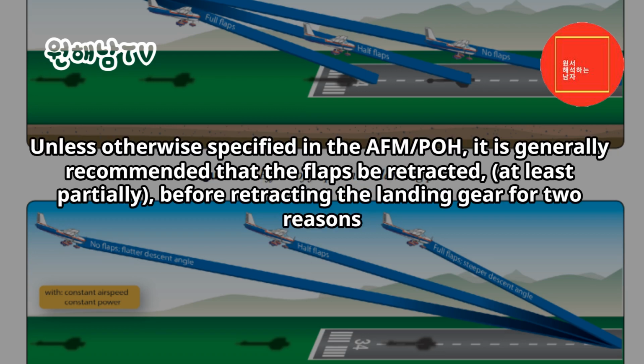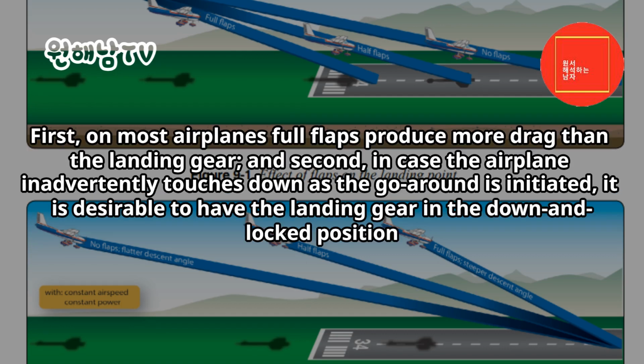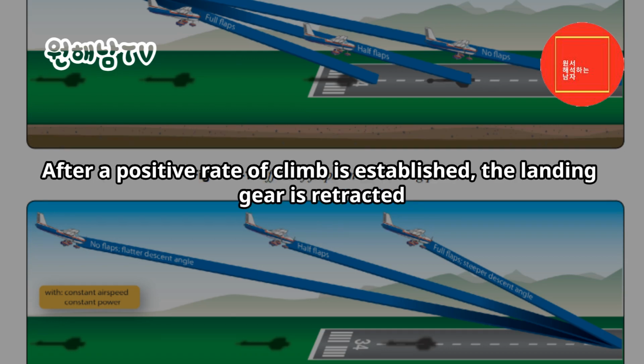Unless otherwise specified in the AFM/POH, it is generally recommended that the flaps be retracted, at least partially, before retracting the landing gear for two reasons. First, on most airplanes full flaps produce more drag than the landing gear, and second, in case the airplane inadvertently touches down as the go-around is initiated, it is desirable to have the landing gear in the down and locked position. After a positive rate of climb is established, the landing gear is retracted.